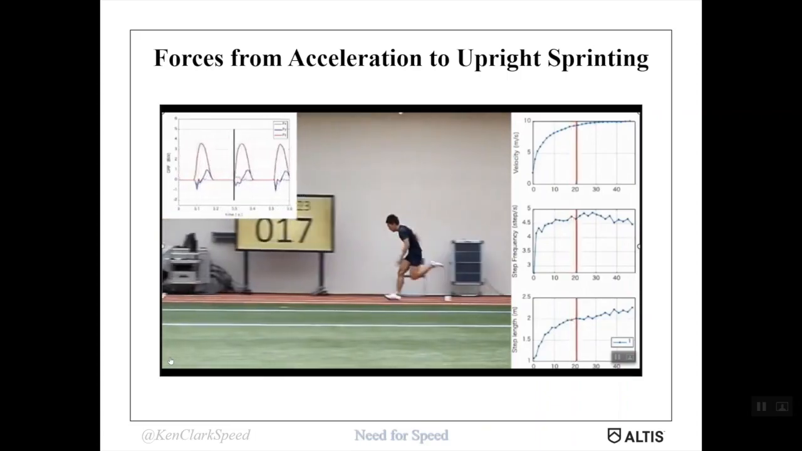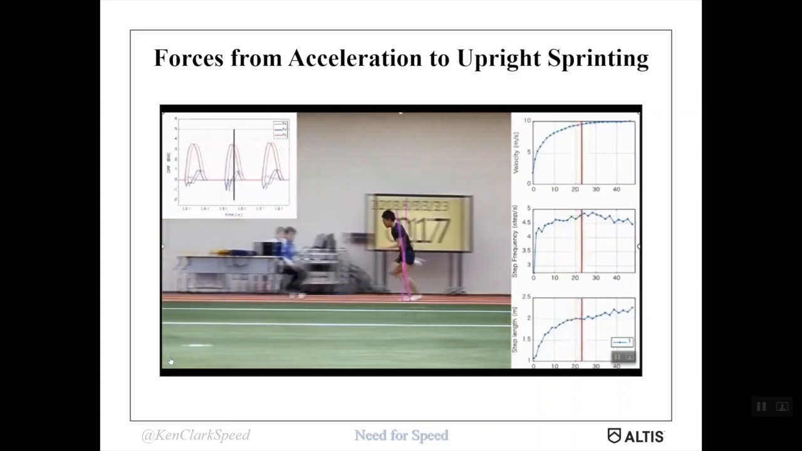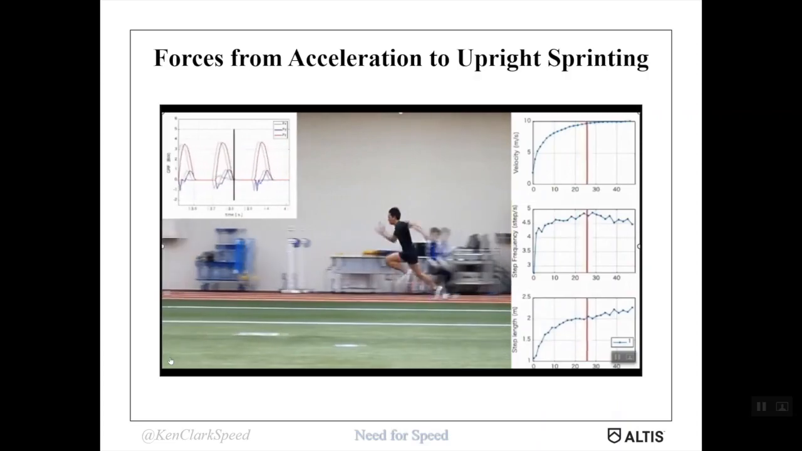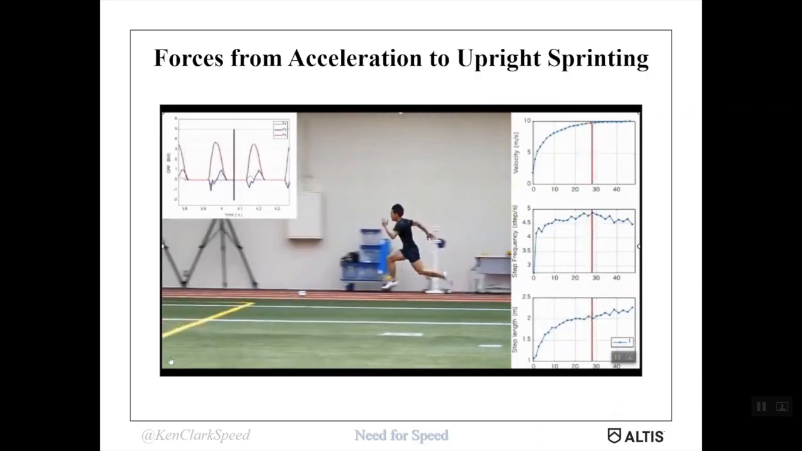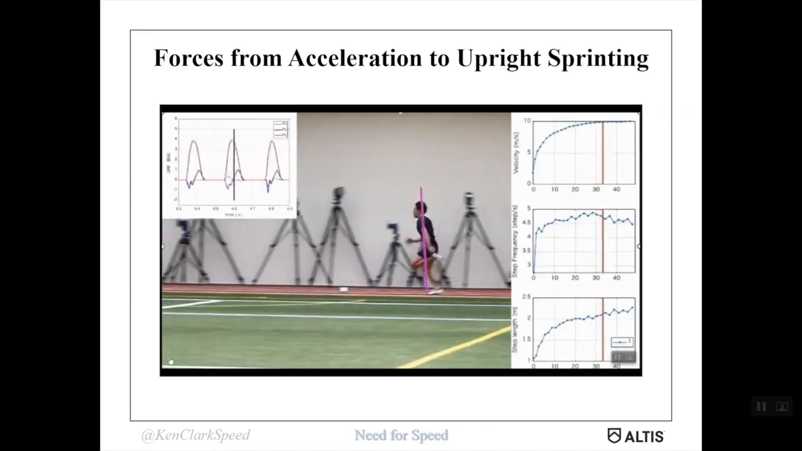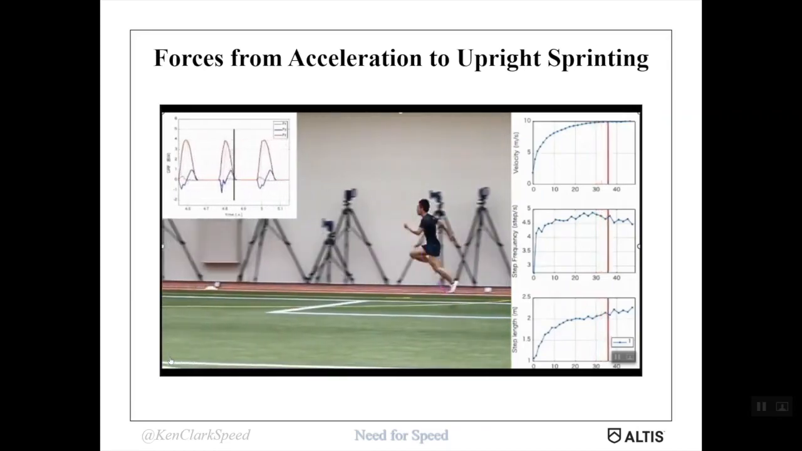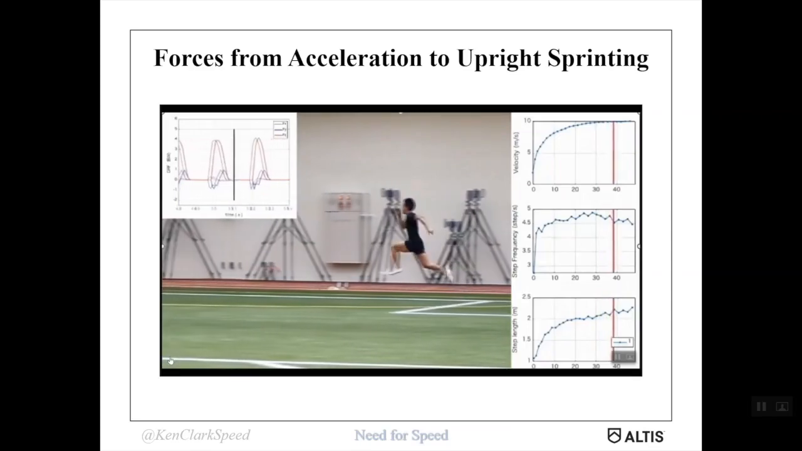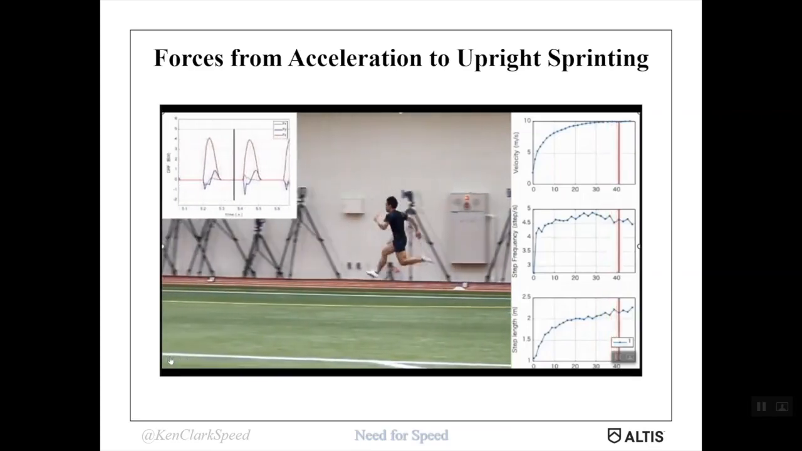And then as the athlete transitions into upright mechanics, we see the vertical forces get larger in magnitude, as do the braking forces at the beginning of the ground contact phase, and the propulsive forces in the latter portion of the ground contact phase get smaller in magnitude.